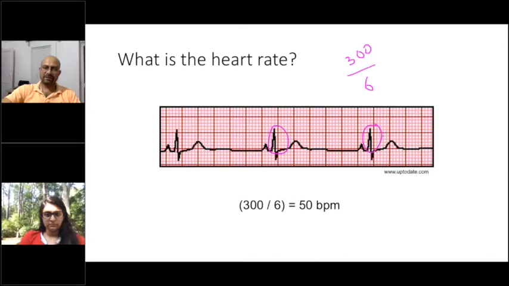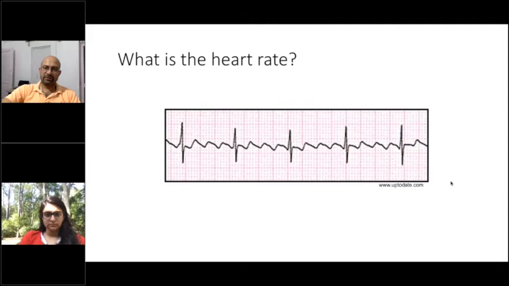If you go to the next slide, what do you think is the heart rate here? Again, count the number of big squares between two RR intervals. Got 1, 2, 3, and 4. So you've got 4 big squares between two R waves. And so 300 by 4 should give you the answer for this, which will be approximately 75.